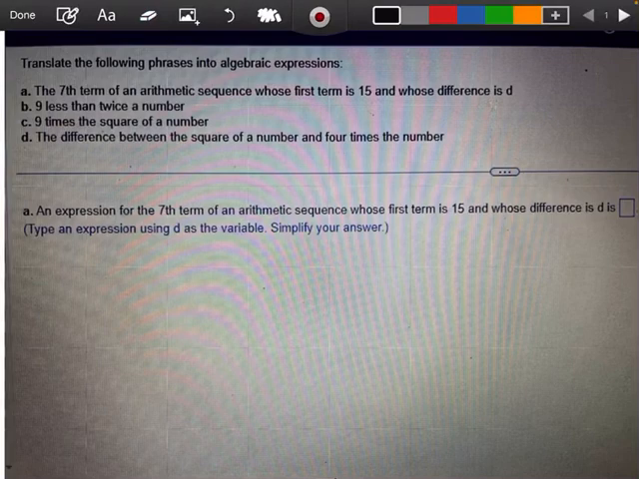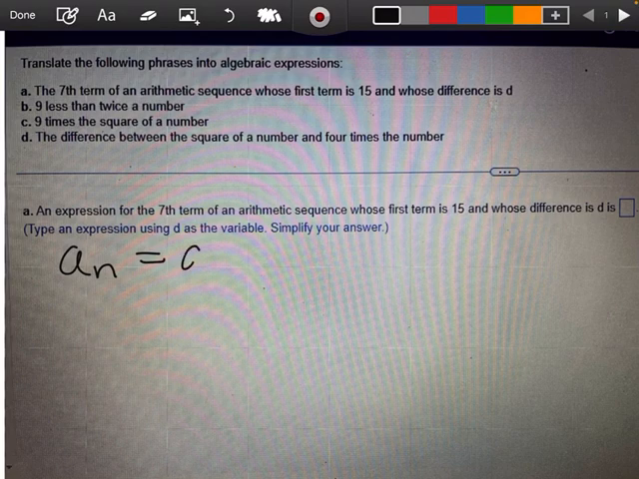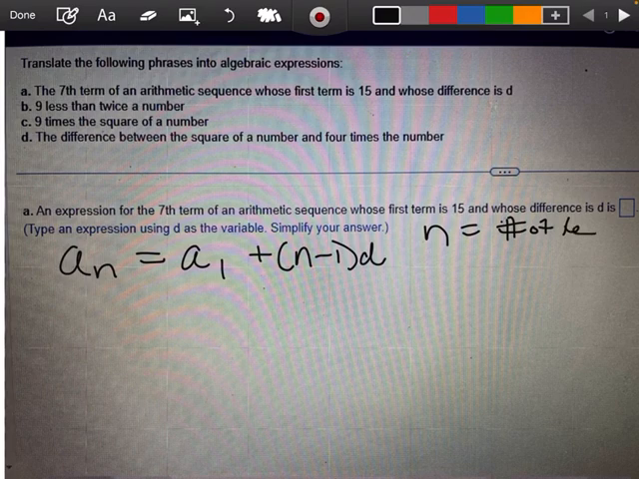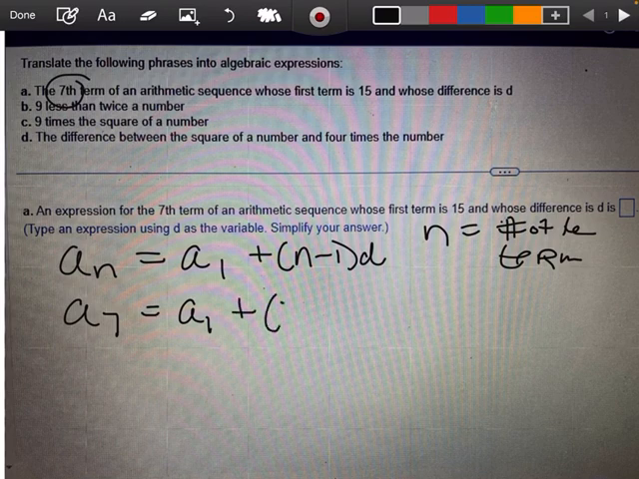It says, the seventh term of an arithmetic sequence whose first term is 15 and whose difference is d. Remember, y'all, my general formula is going to look like this: an equals the first term, a1, plus n minus 1 times d, where n is the number of the term. In this case, we are looking for the seventh term. So a7 is equal to a1 plus n minus 1, where n is 7 because we're looking at the seventh term, times d.